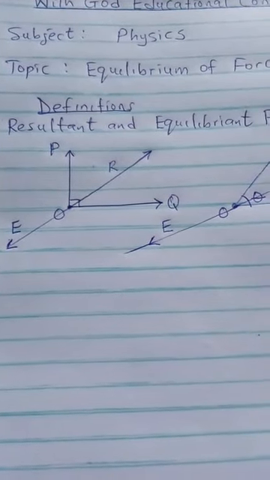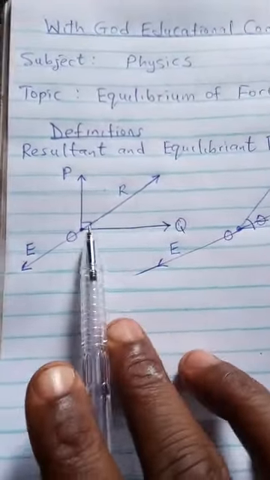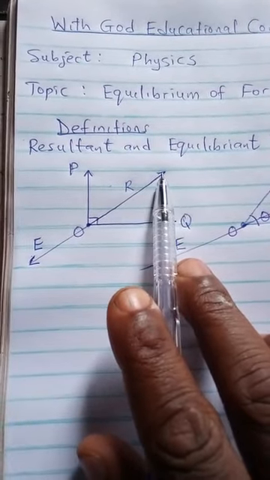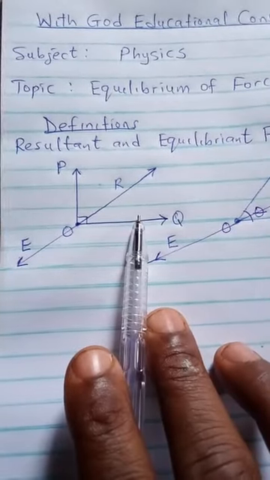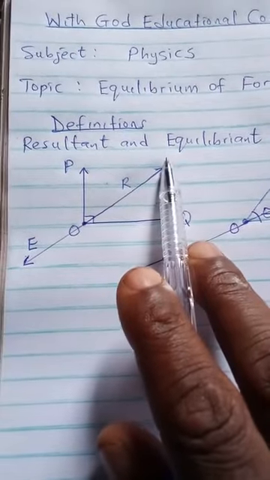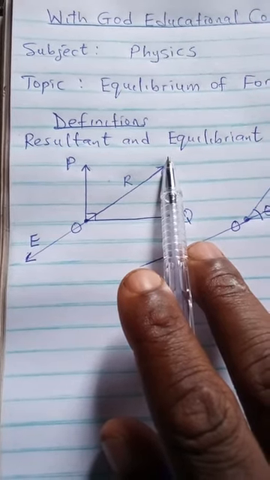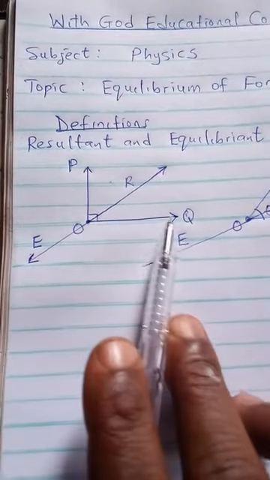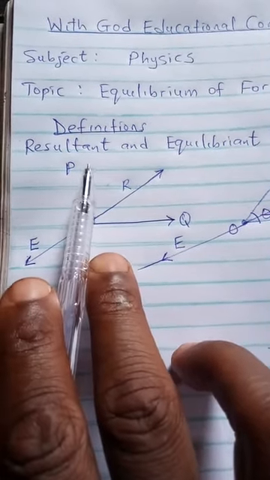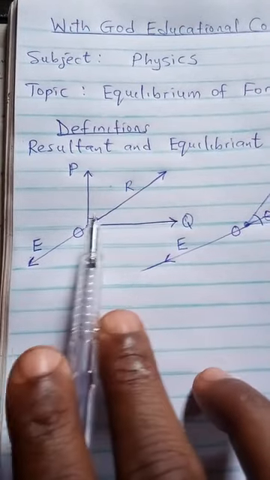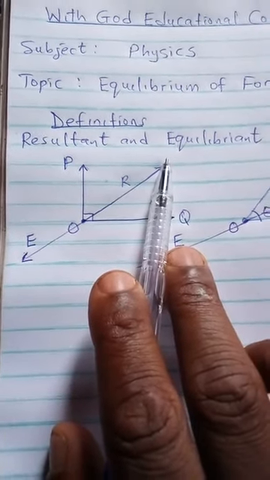First, resultant force. A resultant force is that single force that has the same effect in magnitude and direction as two or more forces acting together. The resultant force R has the same effect in magnitude and direction as forces P and Q. So the combined effect of force P and force Q is represented by a single vector R, which is known as the resultant vector.